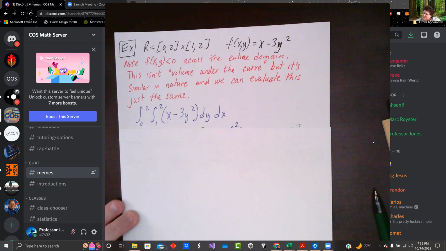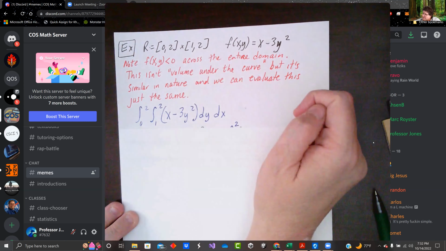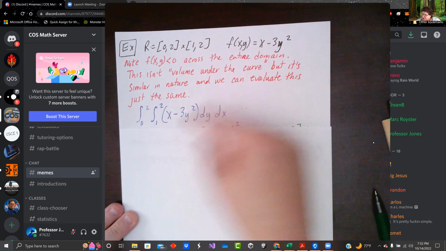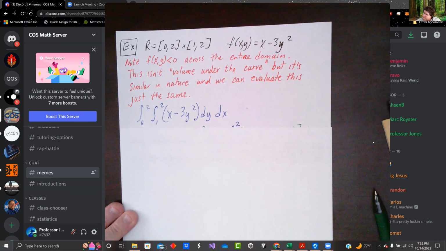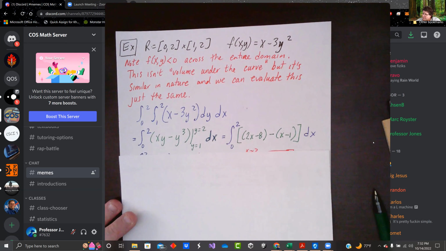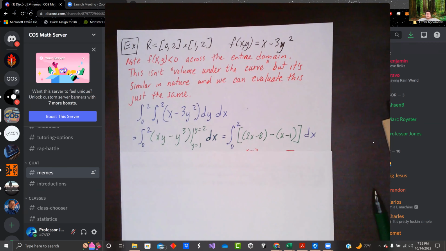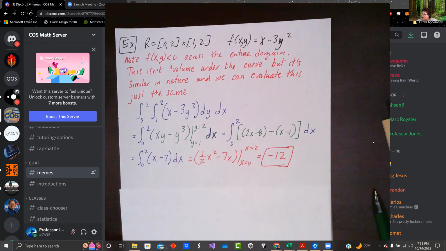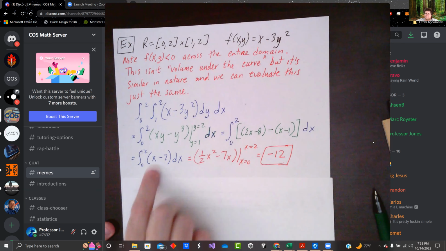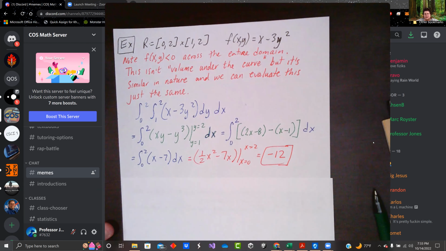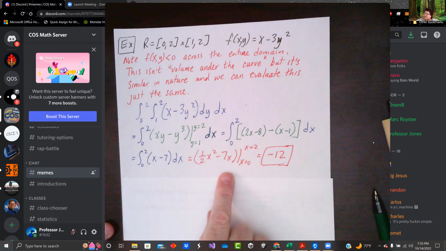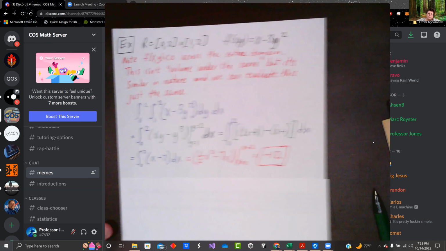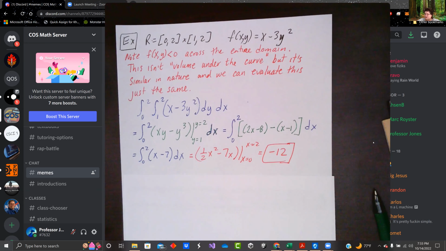So I said we were doing x from 0 to 2 and y from 1 to 2, and that's our function. I chose to do dy first. So when we integrate with respect to y first, we get xy minus y cubed, evaluating from y equals 1 to y equals 2. We get this, and when you clean it up, you've got x minus 7. Integrate that, you've got 1/2 x squared minus 7x. Our limits of integration were 0 to 2. Plug and chug, and you get negative 12.